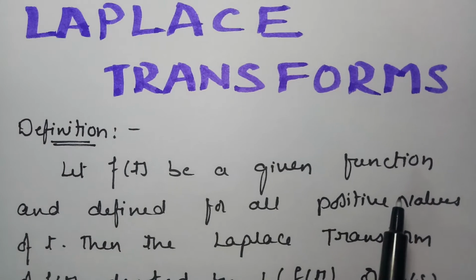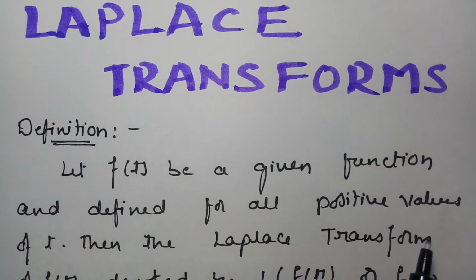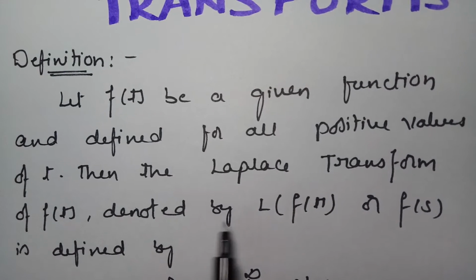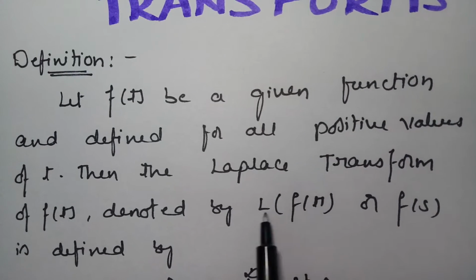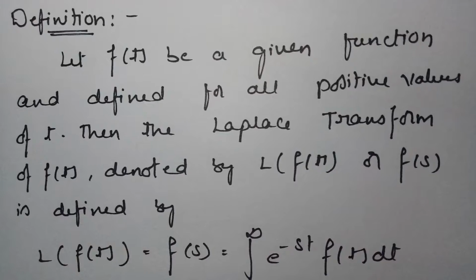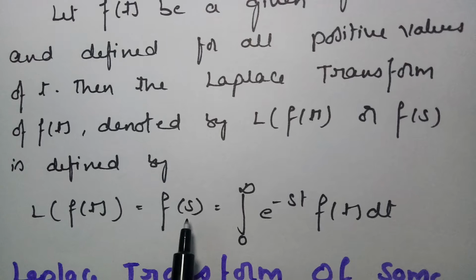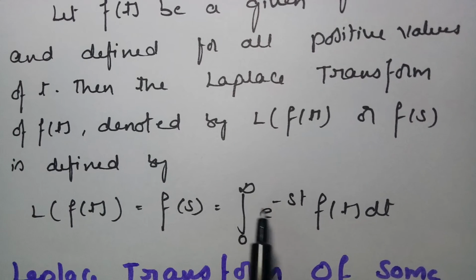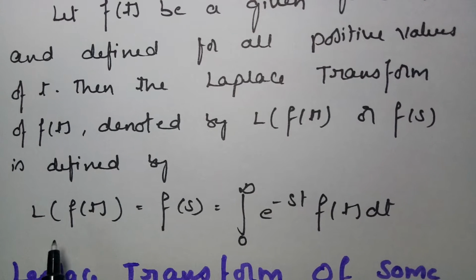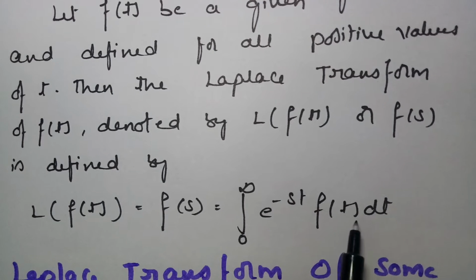Let f of t be a given function and defined for all positive values. This function is defined for all positive values of t. Then the Laplace transformation of f of t is denoted by L of f of t. L means Laplace transformation of f of t, or f of s, is defined by the definition: Laplace transformation of f of t, which is equal to f of s, is equal to the integral from 0 to infinity of e power minus st f of t dt. So this is how the Laplace transform is defined. The formula is integral 0 to infinity e power minus st f of t into dt.